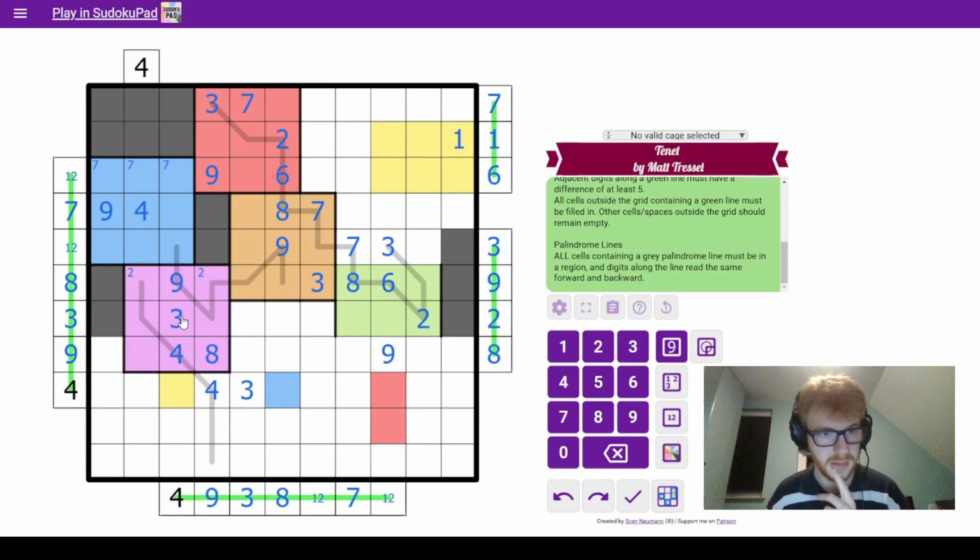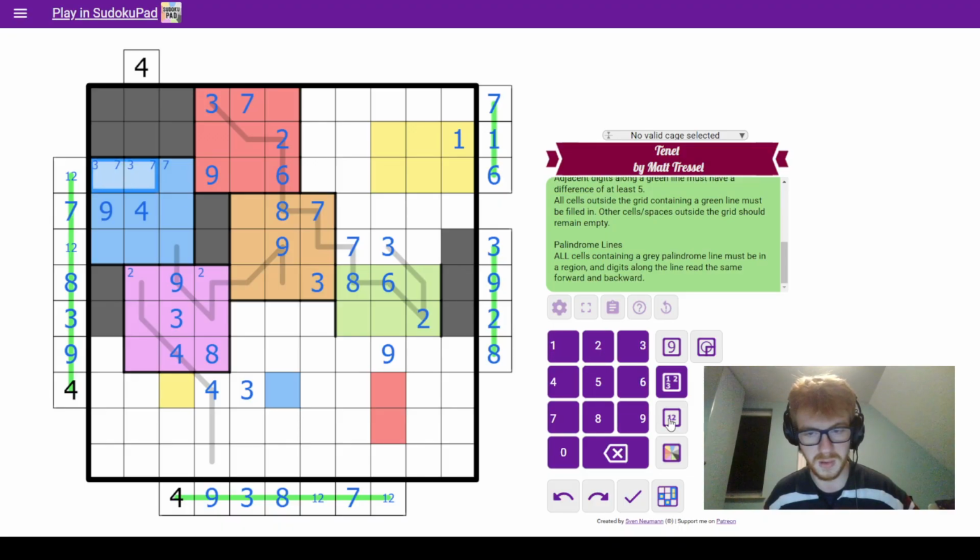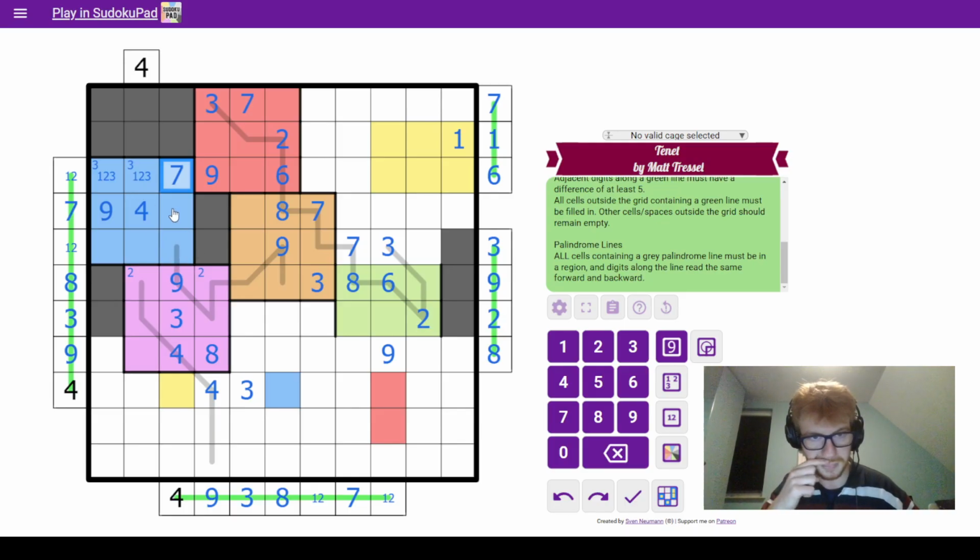What else? 3? Okay, so 3 is up here. And we have the number 1. Either 1 goes here and then the 3 gets pushed there, or the 2 goes there, pushing the 3 there. So this is a 1, 2, or 3, so not a 7. Making that a 7. Right.